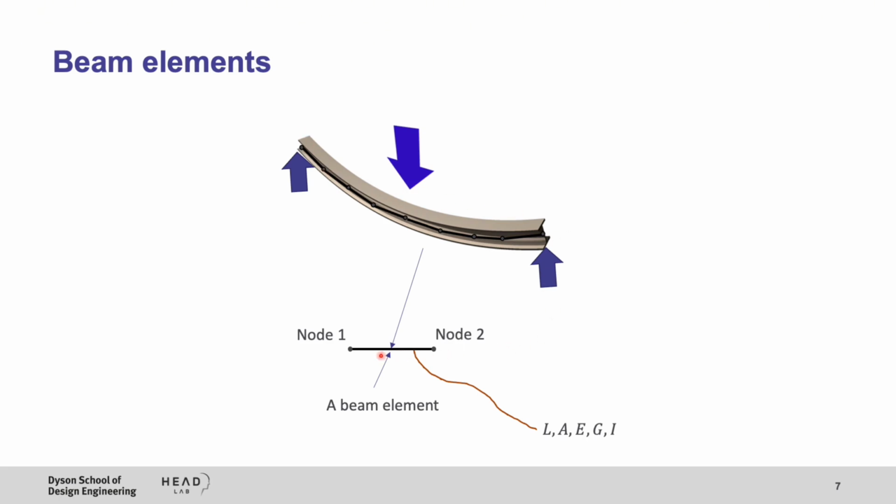Each beam element is a mathematical definition or a mathematical model. So here is one of these beam elements shown here. Like truss elements, a beam element has two nodes, node number 1 and node number 2. A beam element is defined by its geometrical properties. So here we have length, cross-sectional area, and the second moment of area, and material properties, which are elastic modulus and shear modulus here for linear elastic material.